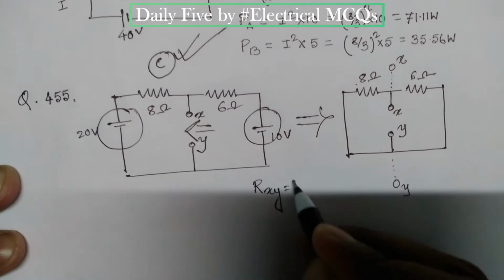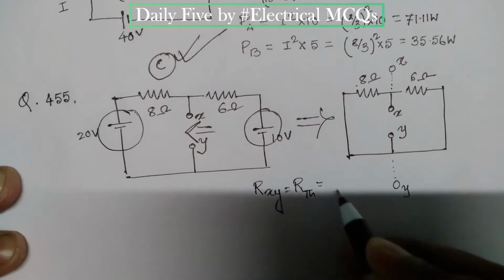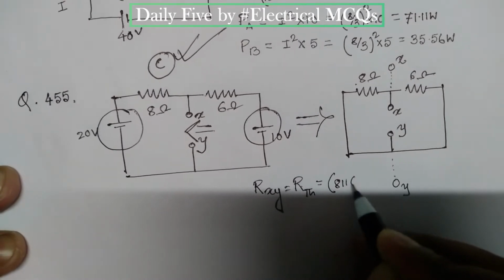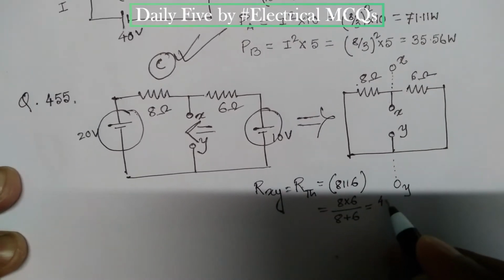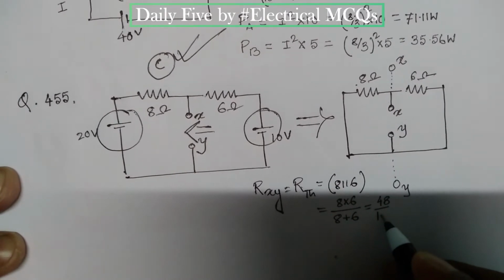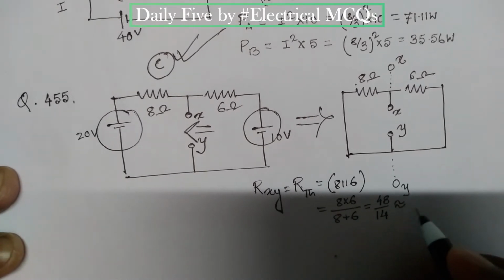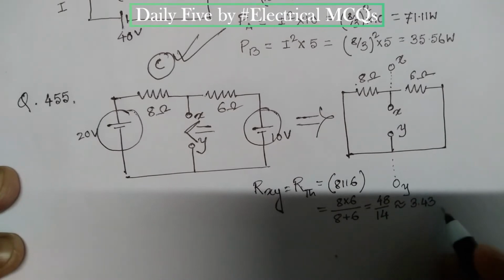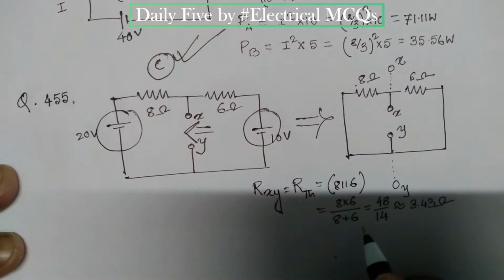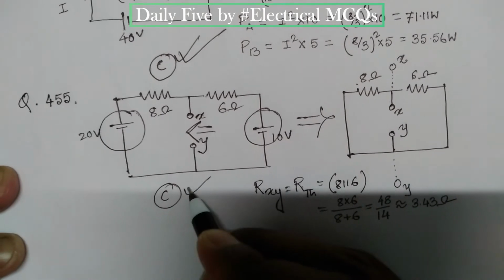RXY equal to RTH equal to 8 in parallel with 6. This will give you 48 by 14, and this is equal to 3.43 ohm. So the option C will be the answer here.